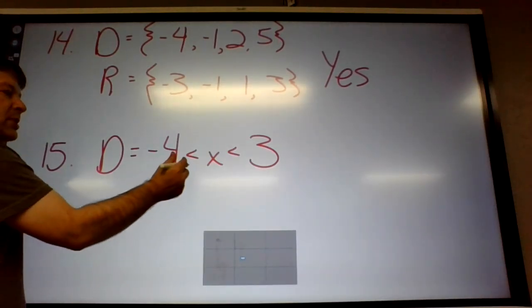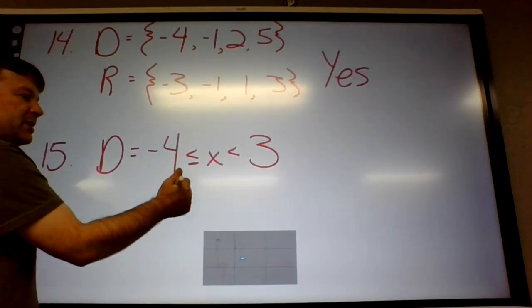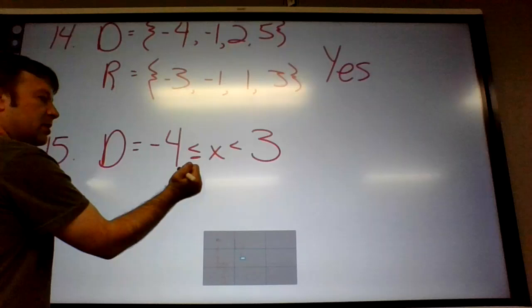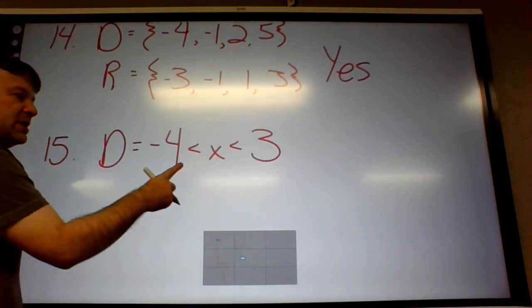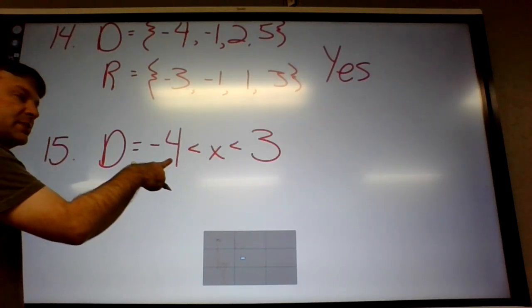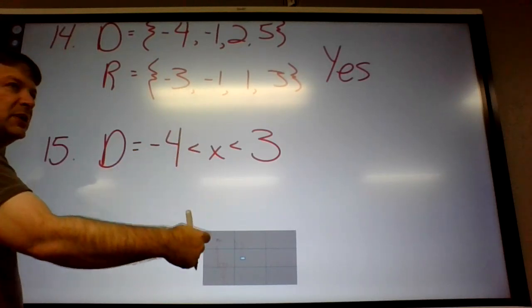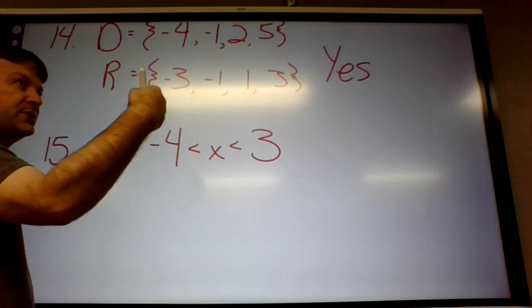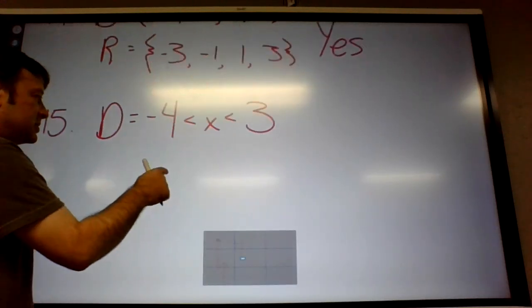Why did I not put equal to symbols down there? Because the circle's not filled in. So this means -4 and 3 are not included in the answer. Just everything like -3.999999 is included.